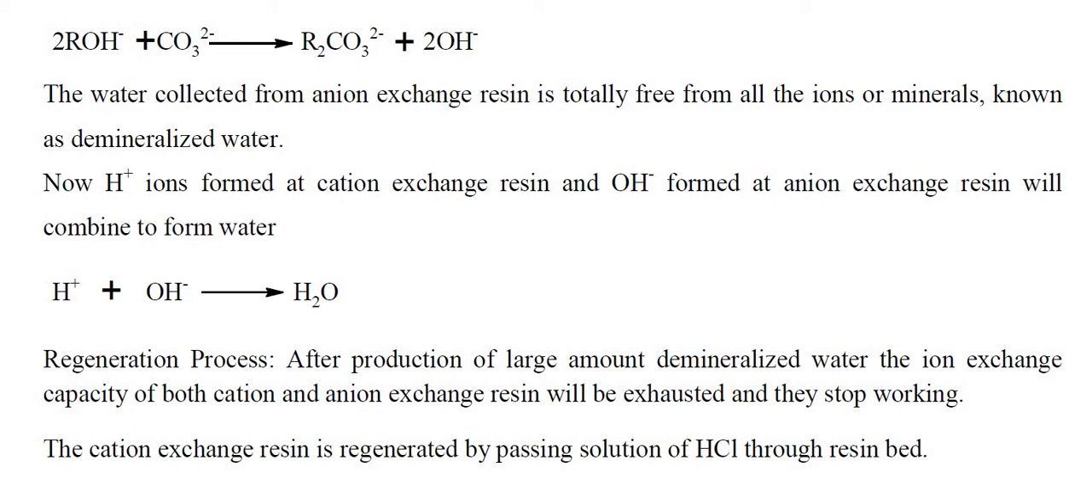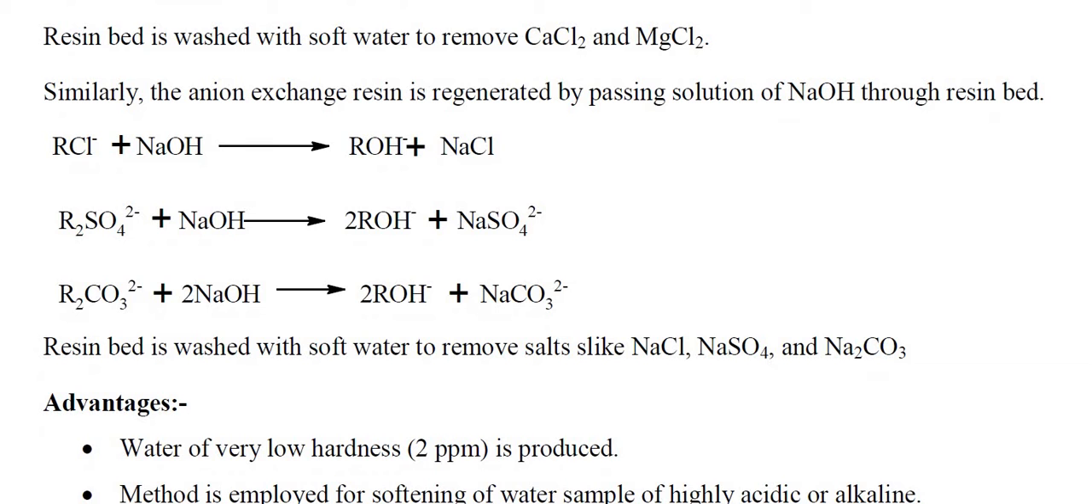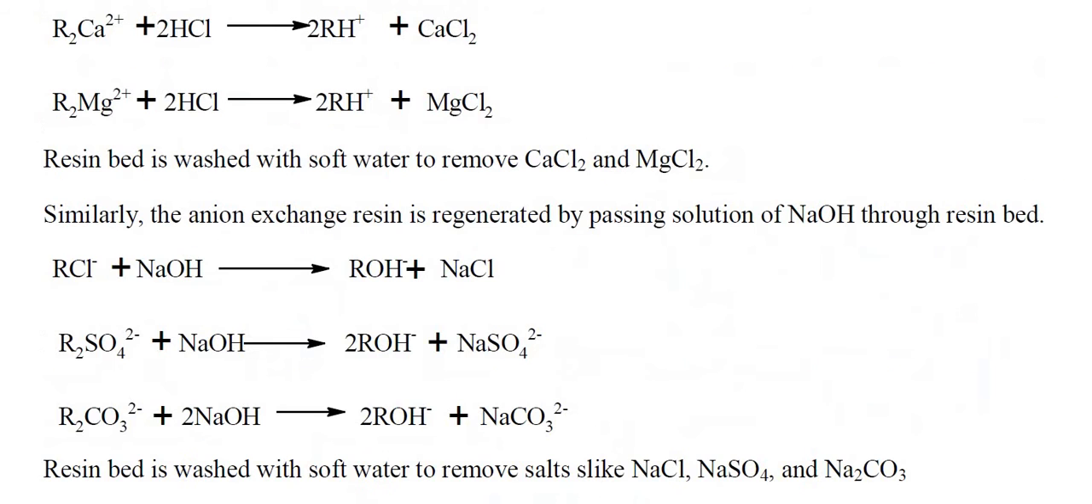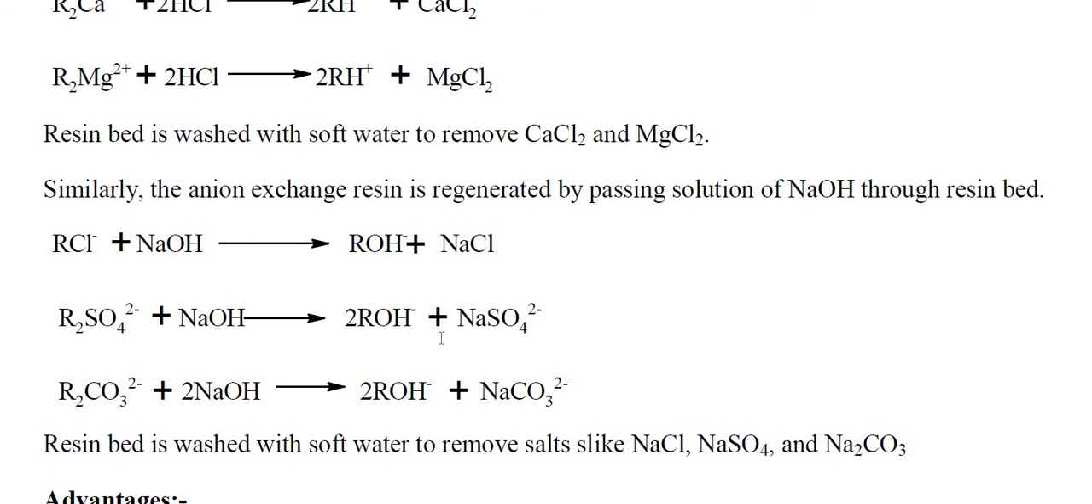Then comes regeneration of these ion exchange resins. After production of a large quantity of demineralized water, the ion exchange capacity decreases. The cation exchange resin is regenerated by passing a large quantity of hydrochloric acid, so that the resin which contains Mg2 plus exchanges with H plus ion and regeneration of the resin takes place. Similarly, the anion exchange resin is regenerated by passing sodium hydroxide, where OH minus ion exchanges with the Cl minus ion. The resin bed is then washed with soft water to remove all salts.